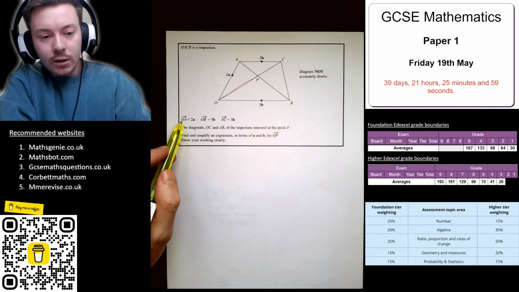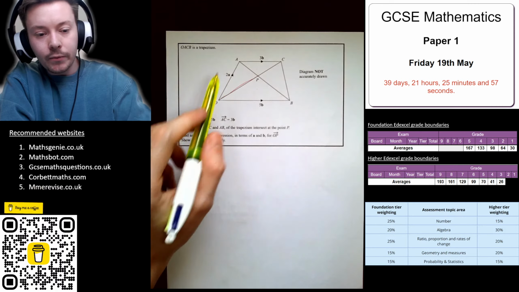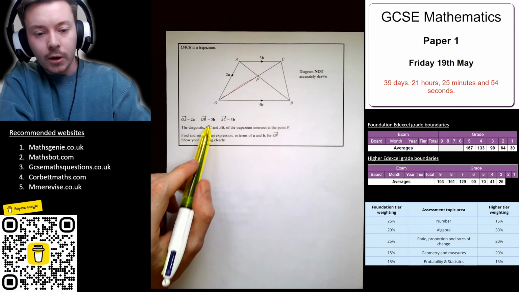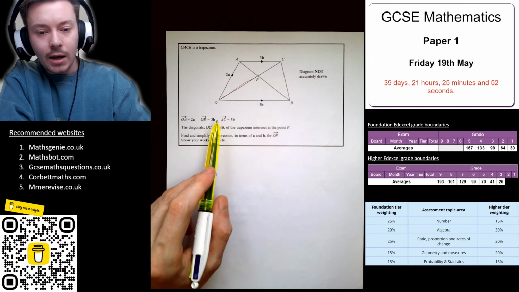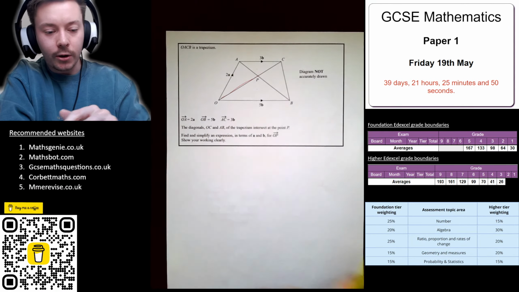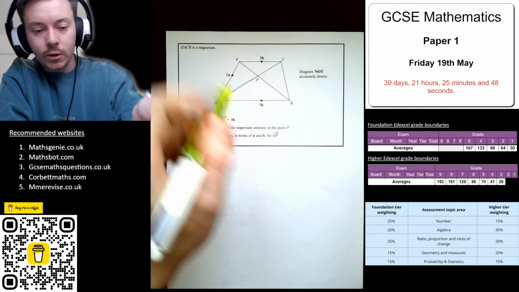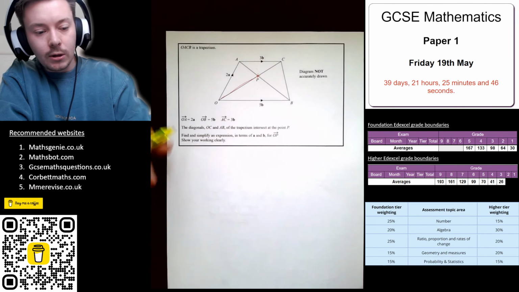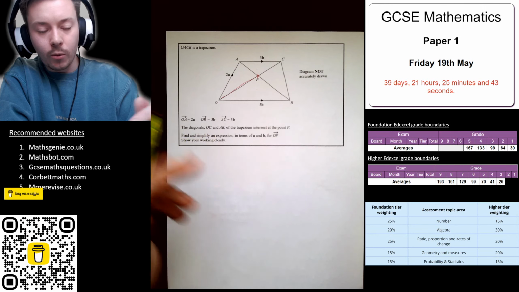So first things first, check everything is on the diagram. O to A is 2A, O to B is 5B, A to C is 3B. That's on the diagram. We know the diagonals intersect here. Find and simplify an expression. Yep, show my working clearly.